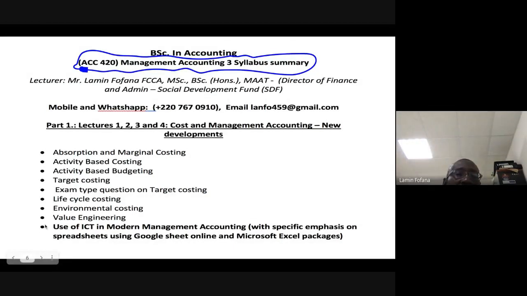We'll look at value engineering. Value engineering is about how do we change our production lines? How do we ensure we produce efficiently? How do we ensure we remove procedures and processes that are not cost effective in our production process? So in other words, value engineering is a situation whereby management tries to cut down on costs that won't add any value to the product or the service. Okay, we're going to look at this. It's also very, very interesting.